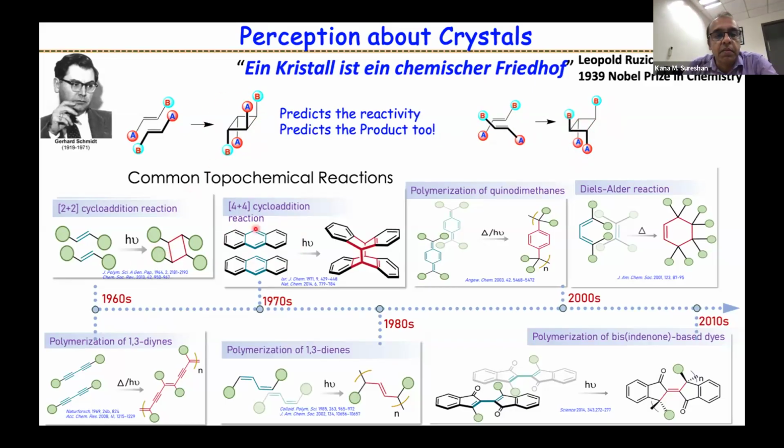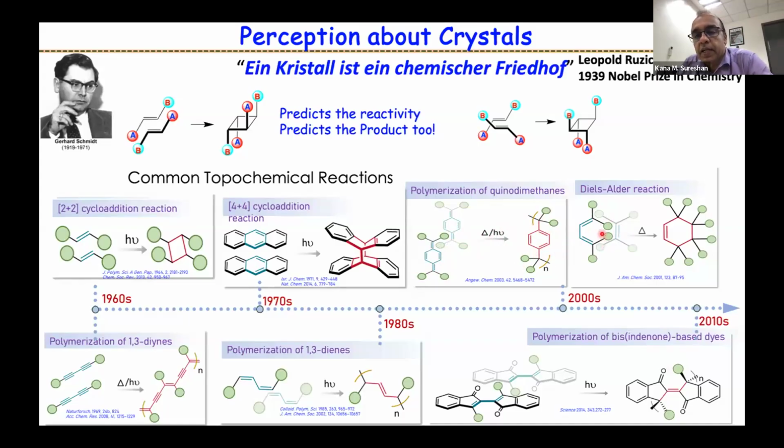Later, this reaction was elaborated to other systems like this. This is an anthracene derivative. If an anthracene derivative is crystallized in such a way that these two anthracene rings are in close proximity, less than 4.5 angstrom between them, they can undergo cycloaddition reaction when shined by light. Similarly, this kind of triene system, a quinodimethane system, can undergo polymerization both under heat and light. This will form a benzene ring, and it's a polymer. There is, of course, a thermodynamic drive for this reaction to occur, that is the stability of the benzene ring.